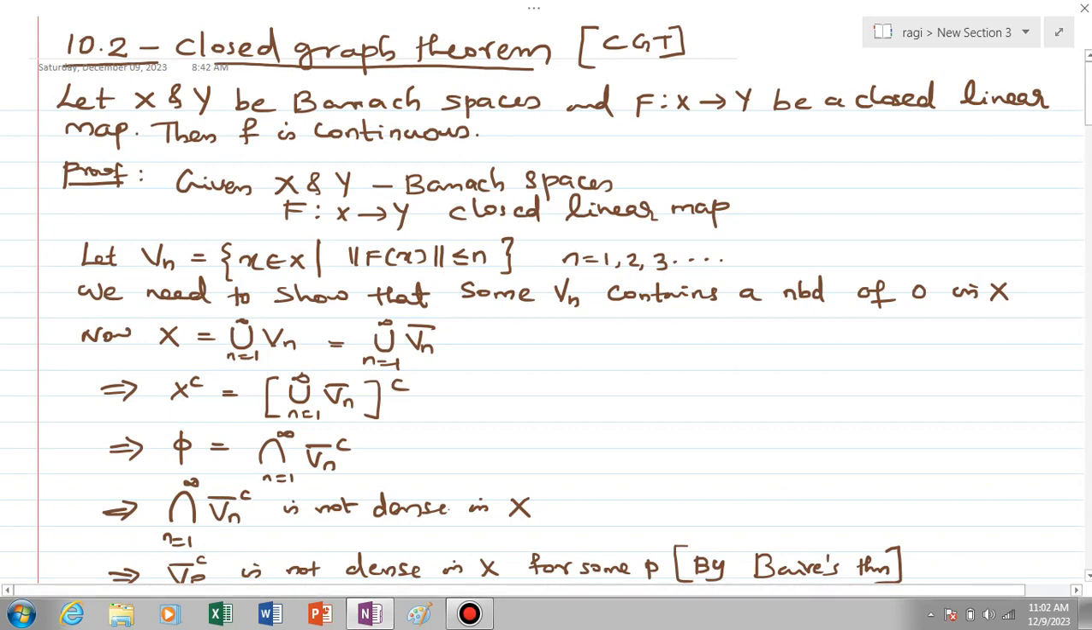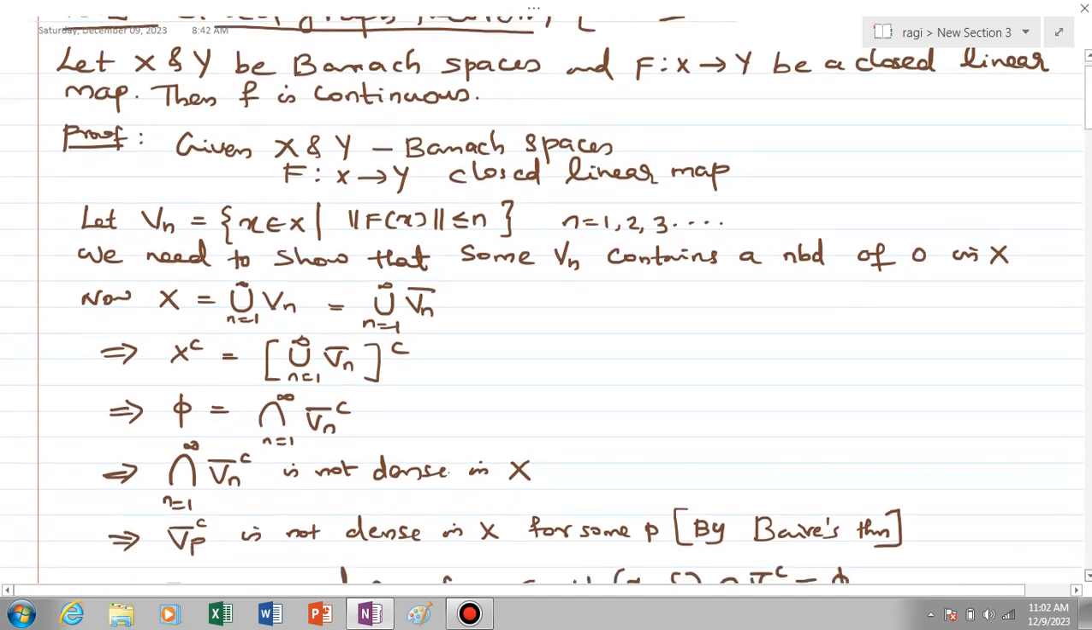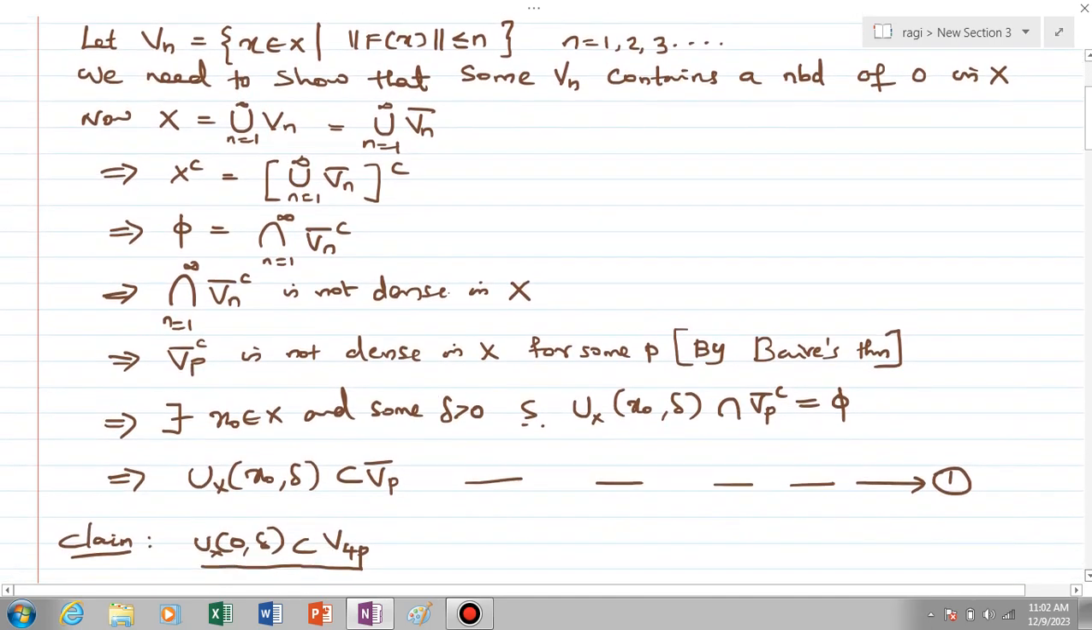Now from the definition of Vn we can conclude that the union of Vn is equal to the full space X, and Vn is closed by the definition, and so Vn is equal to Vn closure. So X is equal to the union of Vn closure. If we take the complement on both sides, we get the intersection of Vn closure complement is equal to empty, so that cannot be dense in X. Then by Baire's theorem, since X is Banach, there should be at least one entry from this set such that it is not dense in X.